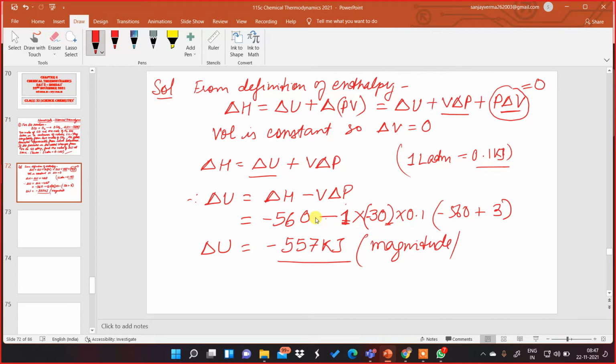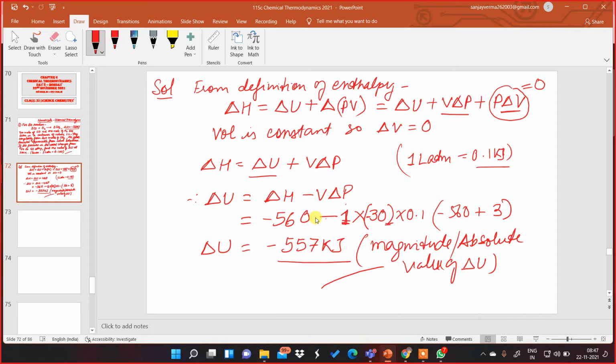Magnitude, or you can say absolute value of change in energy. Absolute value. That is the answer. Value of delta U. Okay, that is the answer. This is the first sum. Just check the working whether you have understood or not.